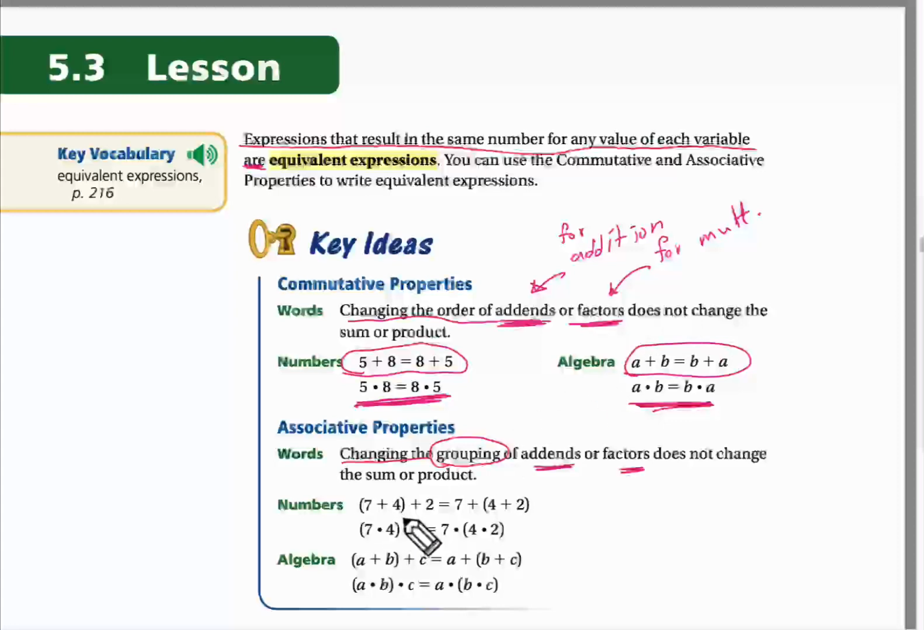7 plus 4 plus 2. What do we mean by these brackets? The brackets here means that we should start by adding 7 plus 4 first.